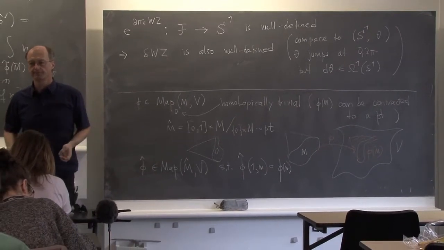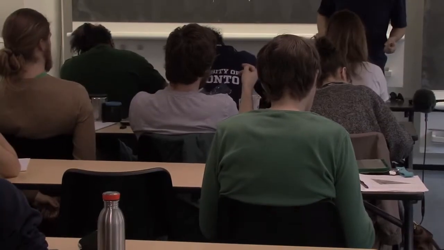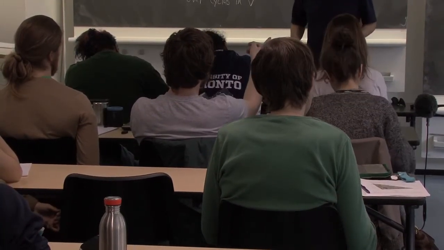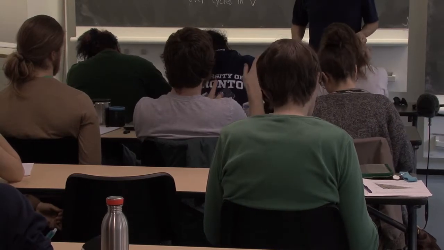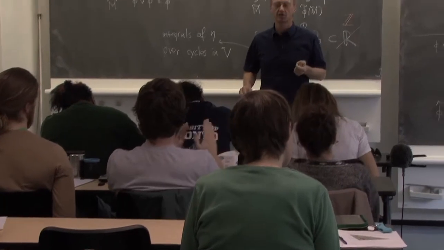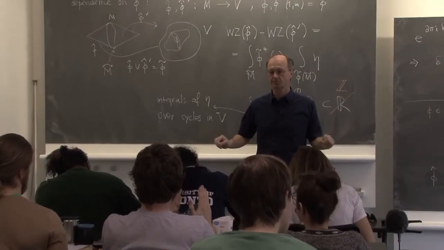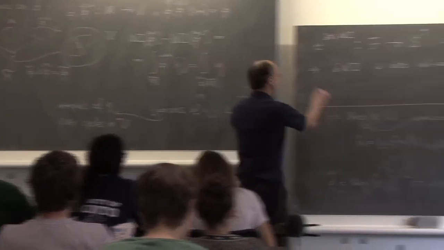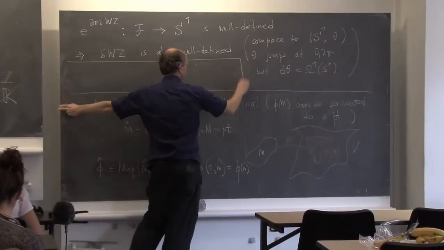So how do you define WZ if phi is not homotopically trivial? Is this defined for any field, any map? No. Right. So this exponential. No, the definition I gave was only for homotopically trivial maps. Right. Okay, good. Okay, in principle, yeah, maybe I can give a remark.